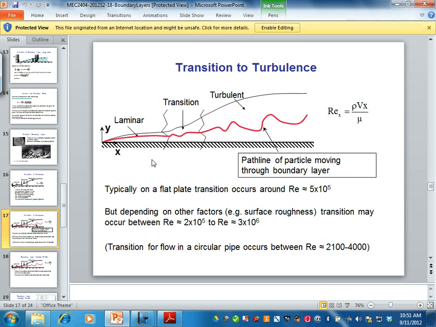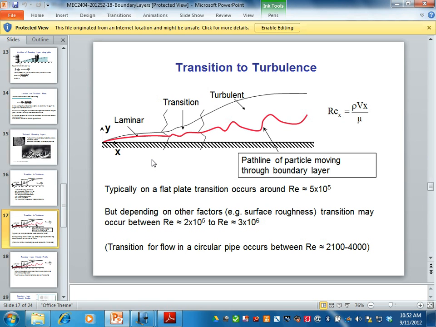Alright, so if you are very stable, you can push it up very high. If you're very noisy, very bad, very crude, with rough things and so on, then it will go down. But the typical value for this and all our analysis, we use 5 by 10 to the 5, 500,000. Right?